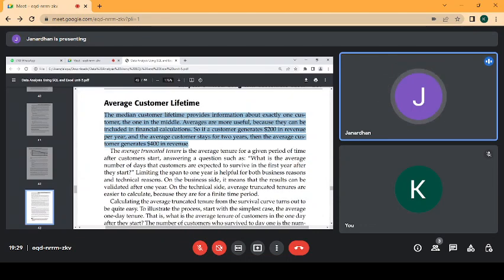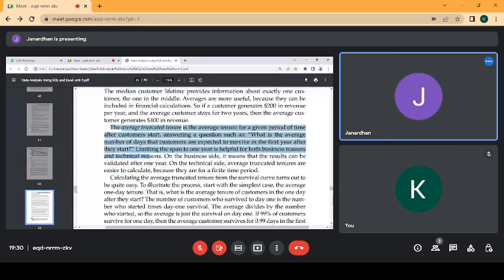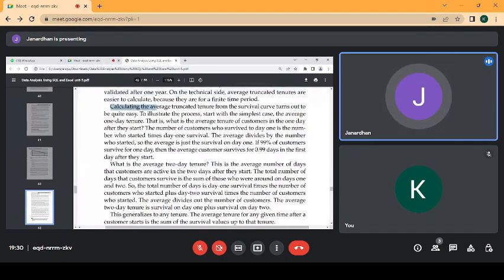The average truncated tenure is the average tenure for a given period of time after customer start. It answers a question such as: what is the average number of days that customers are expected to survive in the first year? On the business side, it means that the results can be validated after 1 year. On the technical side, average truncated tenures are easier to calculate because they are for a finite time period. Right. Calculating the average truncated tenure from the survival curve turns out to be quite easy.